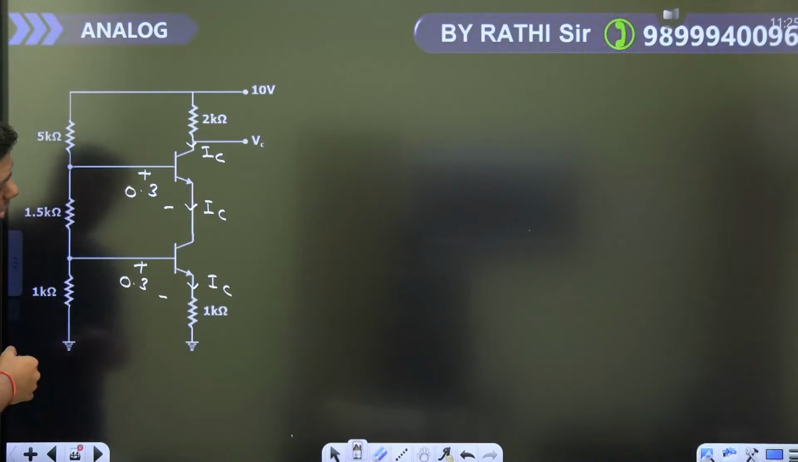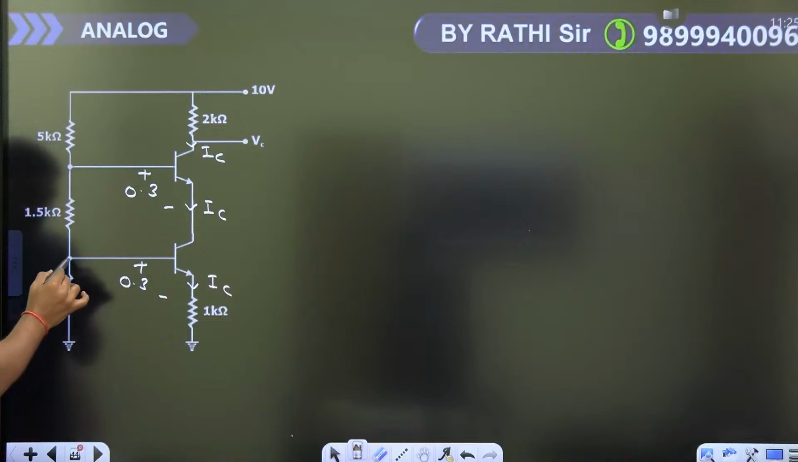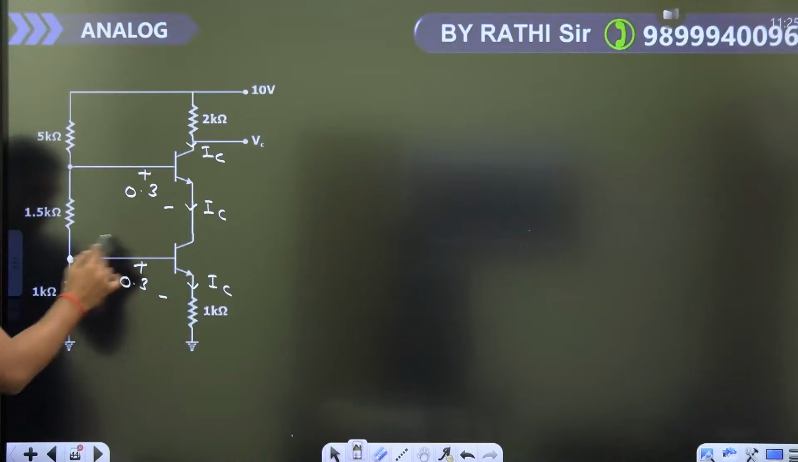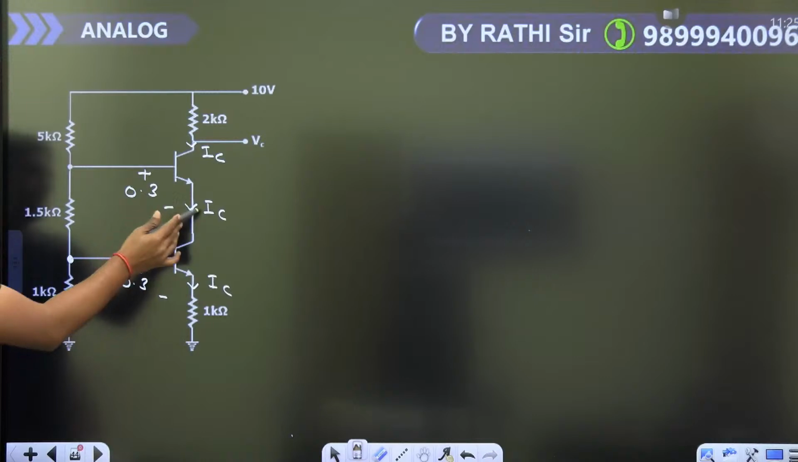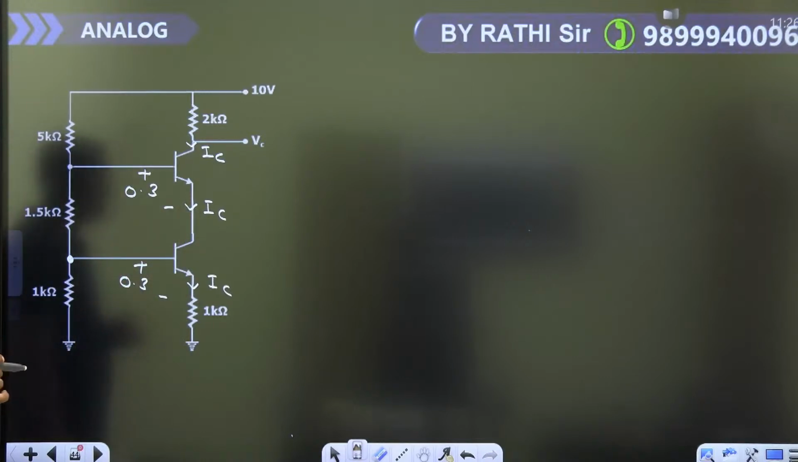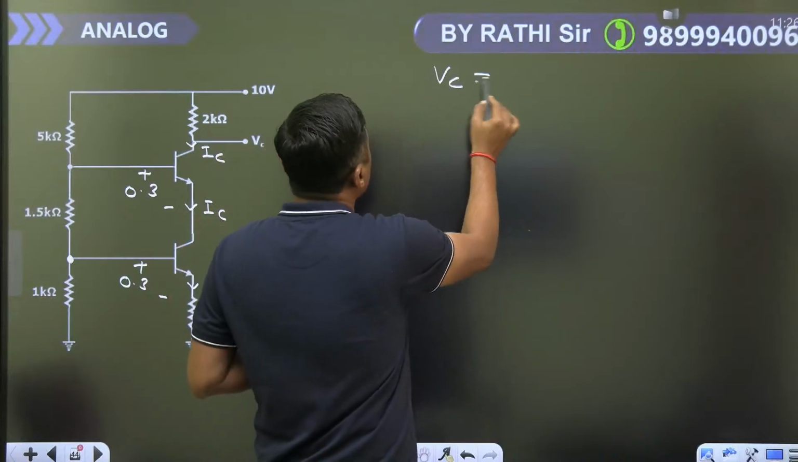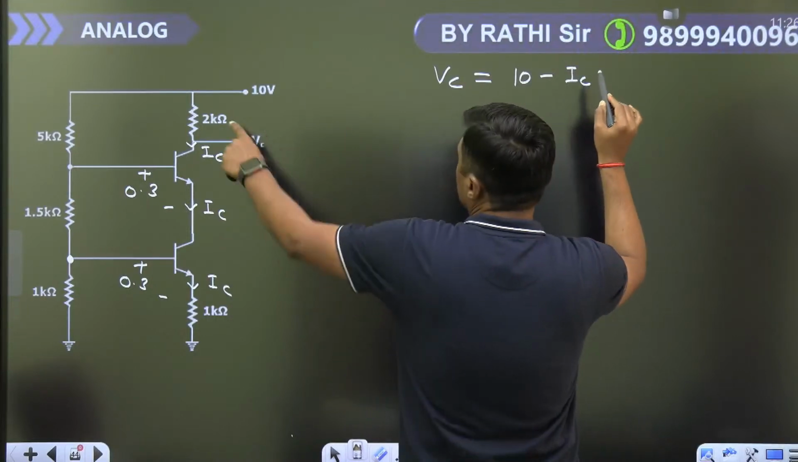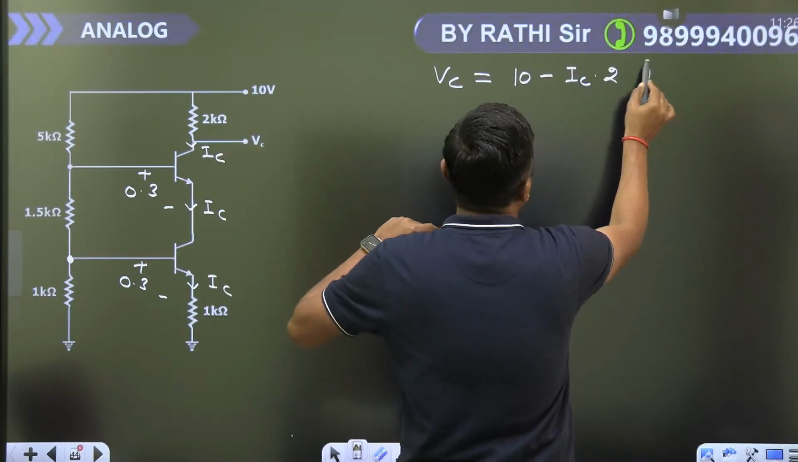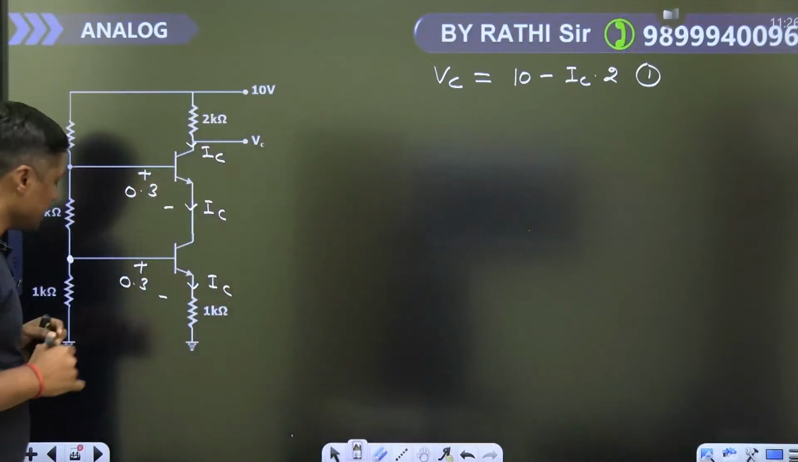Now, how we can find the IC? First of all, find the voltage at this point. If you have the voltage at this point, you can apply the KVL in this loop and you can find the IC. Then once you have the IC, you can find the value of the VC. VC is nothing but 10 minus IC into 2 kilo ohm. That is the equation number 1. So you have to find the IC.